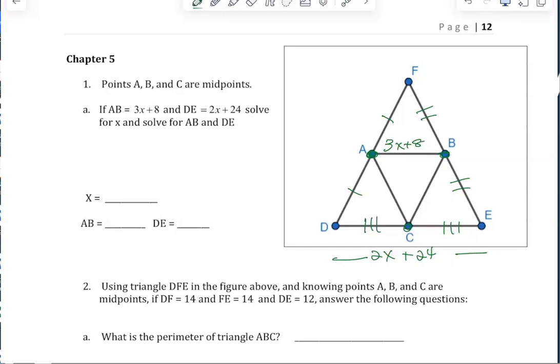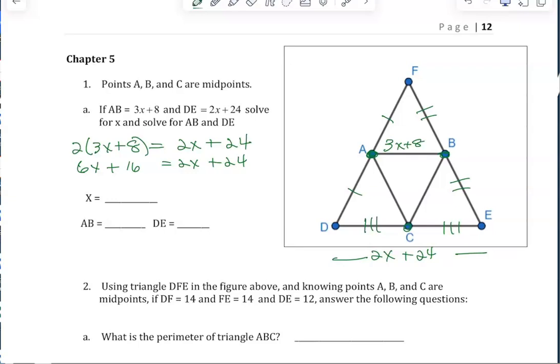Okay, so what do you know? Very carefully, you know that 2 times the middle, the 3x plus 8, is going to equal the bottom. Make sure that you're putting the 2 in the right spot. Don't set those pieces equal. You know they're not equal. But 2 times the AB will give me the DE. So do this carefully. Distribute nicely. That's 6x plus 16 equals 2x plus 24.